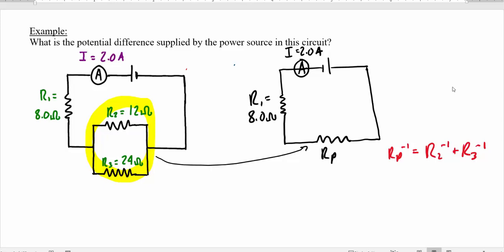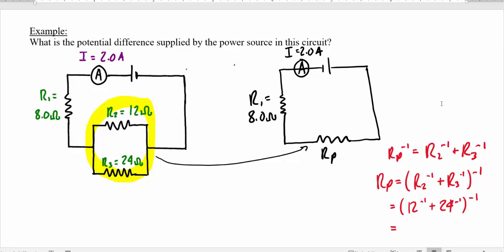So, subbing in my values here. Actually, I'll point out that I can get rid of this little negative 1 early on. I didn't do it in that last example, but I could rewrite this as Rp is equal to the bracket, R2 to the negative 1 plus R3 to the negative 1, all to the negative 1. Then when I substitute my values, I get 12 to the negative 1 plus 24 to the negative 1, all to the negative 1.